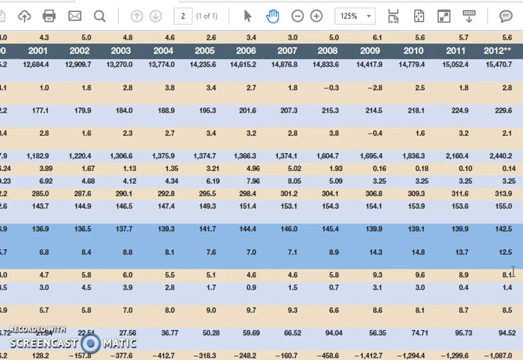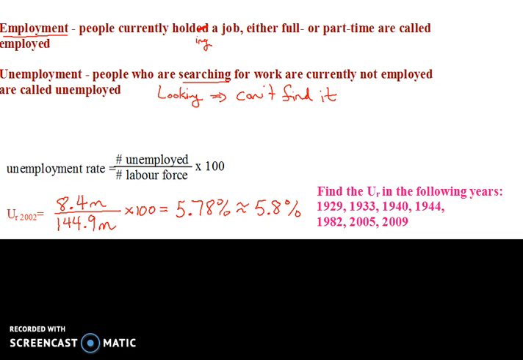Sorry for all the numbers and for this big chart. I know it's a little hard to read when you're watching the video, but hopefully you could follow. What we needed to do here was calculate the unemployment rate, and then just identify the unemployment rate over some time periods.